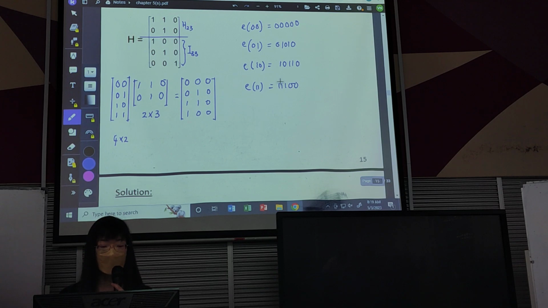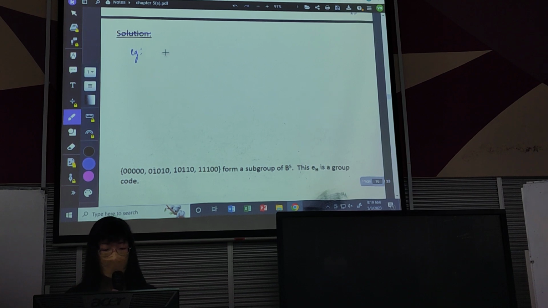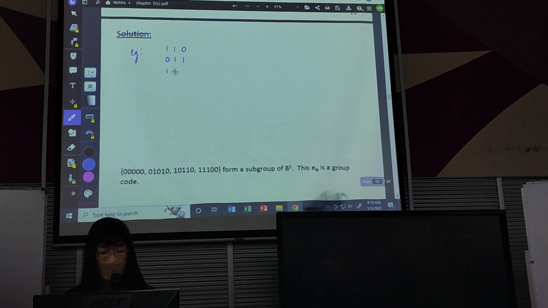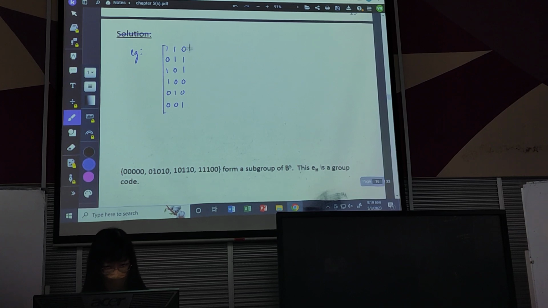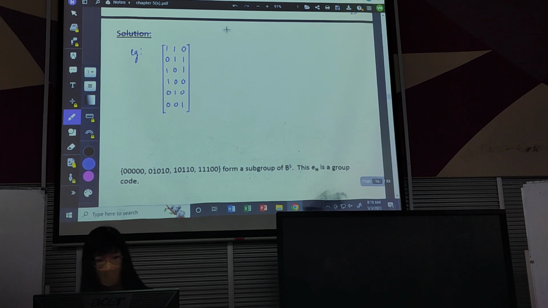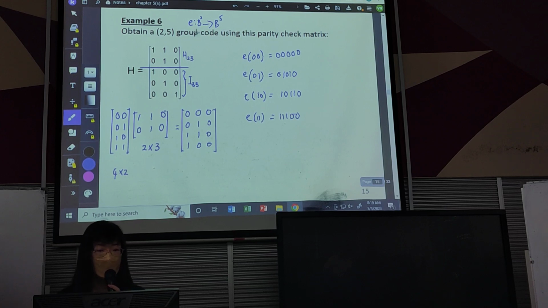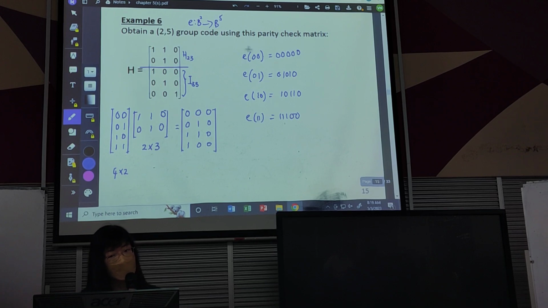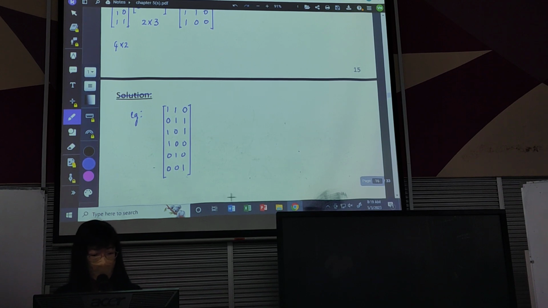I give another matrix for you to try. If let's say now you have matrix 110, same like this question here, obtain the, this one is 2, 5, right, using the parity check matrix. So this one you find the 3, 6 group code using this matrix given.